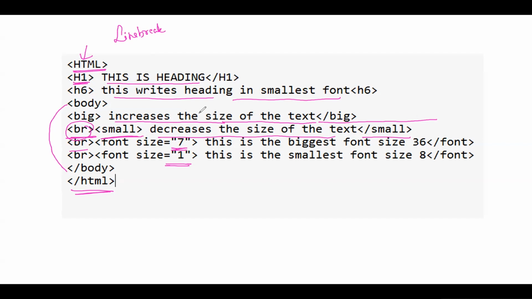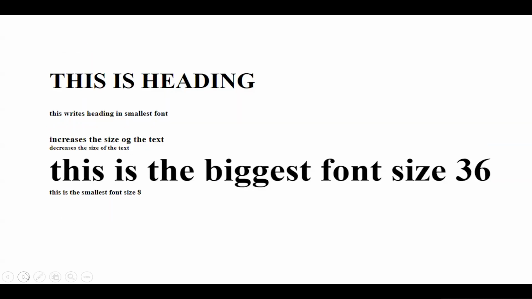Now, let us quickly see what will be the output of this. Okay, as you can see, this is a heading which we had given as H1, and it has come bigger. Then we had given, I think, small. Then we had given, oh no, this was H6. Then we have given big. Then we have given small.